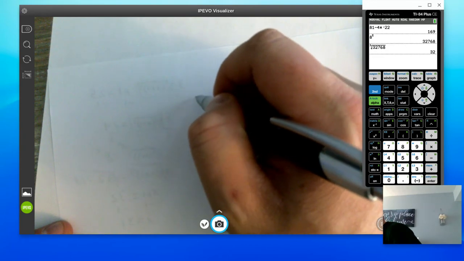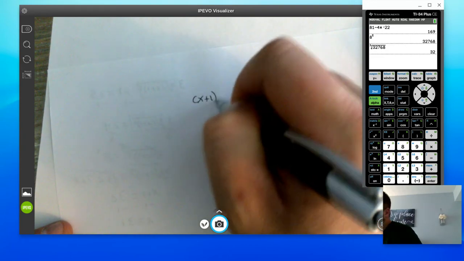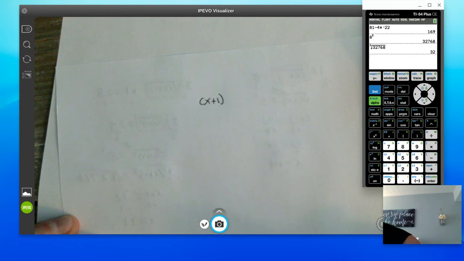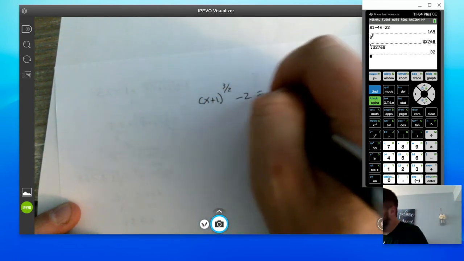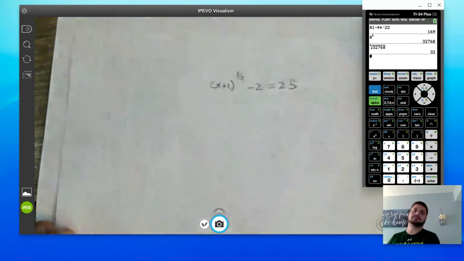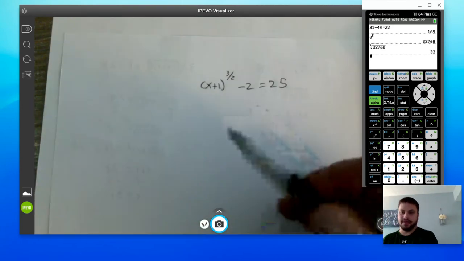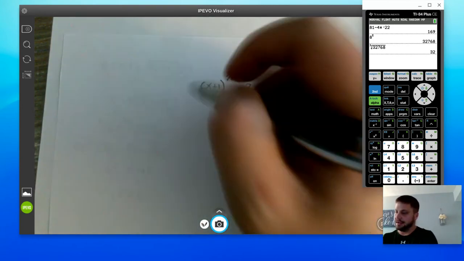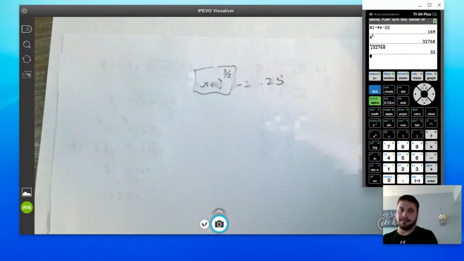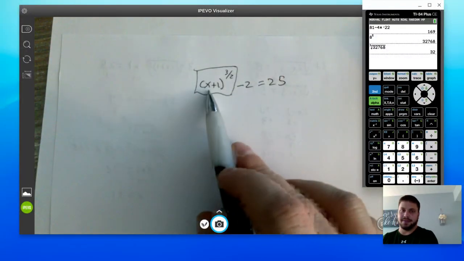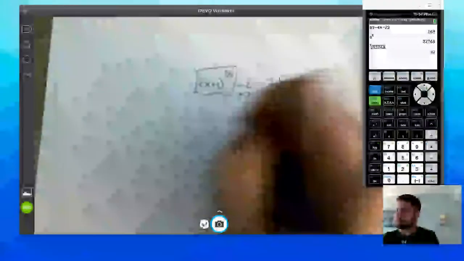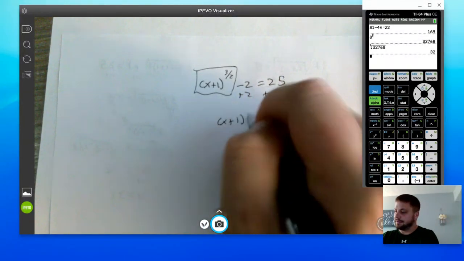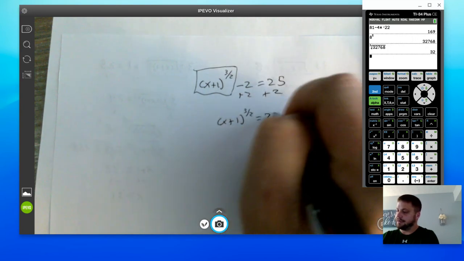It is x plus 1, and all of that is to the 3/2 power minus 2 equals 25. Okay, now, whatever has an exponent or a root on it, you want to get that thing by itself. So I want to get this thing by itself. That plus 1 is trapped in there until I get rid of this 3/2 power. So, of course, I want to add 2 first. So I've got that x plus 1 to the 3/2 power is equal to 27.